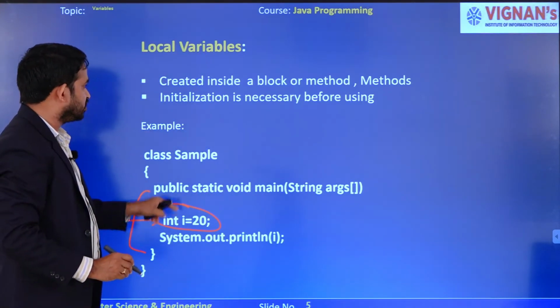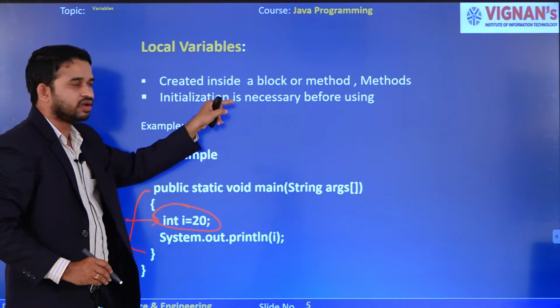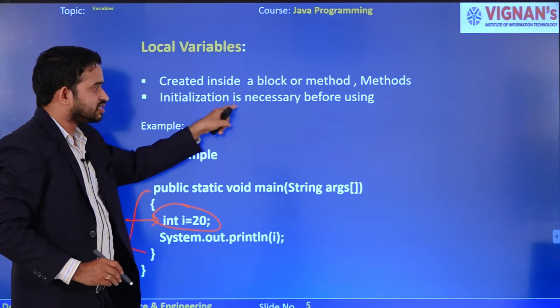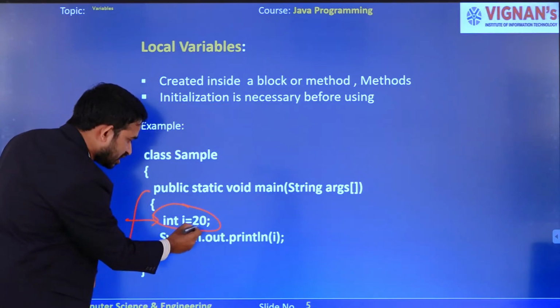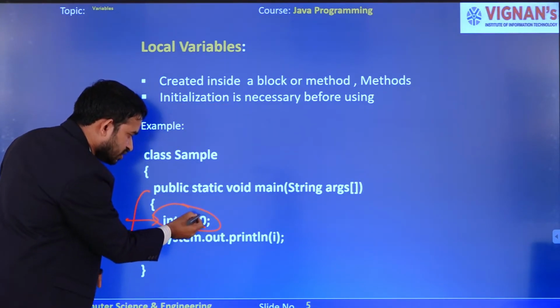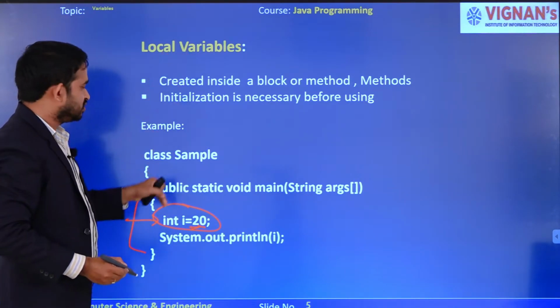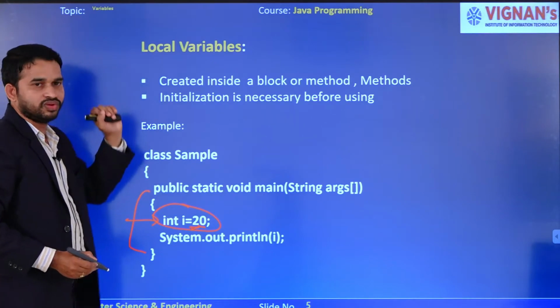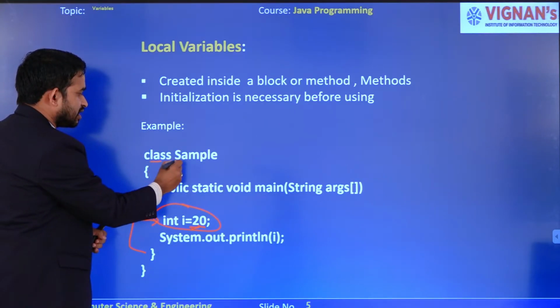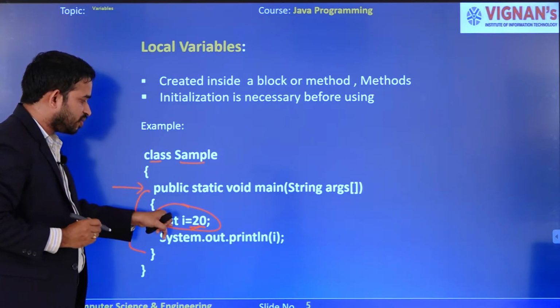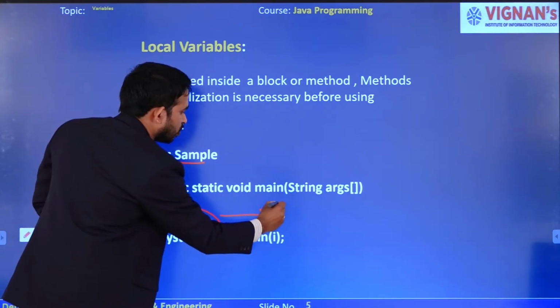And one more thing: we should initialize that variable before we use it. Initialization is necessary before use. So here I initialized it, right? What is the value here? 20. So 20 is assigned to variable i. So this variable we call a local variable. This is a simple example for local variables. Here I declared a class named Sample, then the general statement of the main method, followed by this. This we call a local variable.